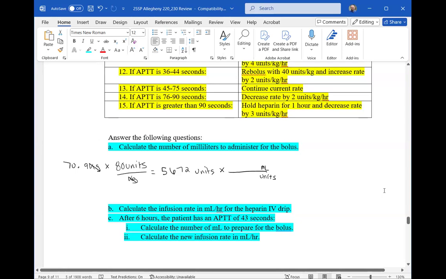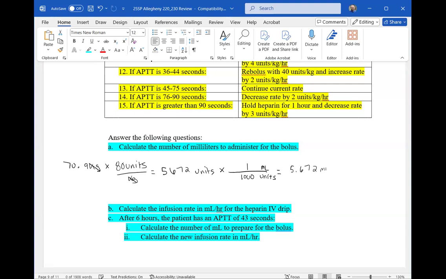So what is my bolus dose? It says 1,000 units per milliliter. So I'm just going to plug in 1,000 for my milliliter. I'm going to take my units that I solved previously, divide by 1,000, and I'm going to get an answer of 5.672 milliliters. And we're going to round that to the nearest tenth, 5.7 milliliters.